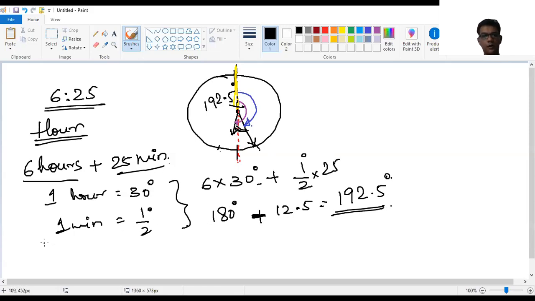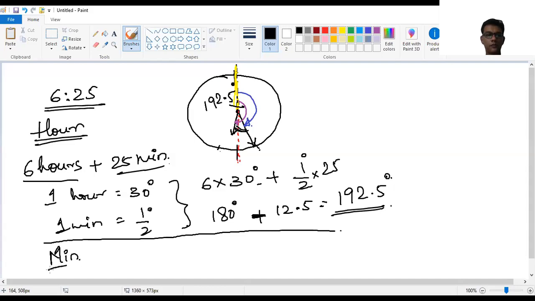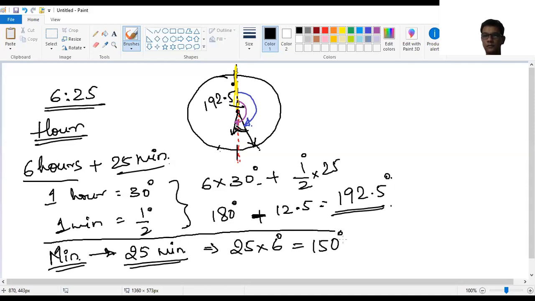Now we go to the minute hand. Now our importance has to be given to the minute hand. What is the journey made by the minute hand with respect to the vertical line? The journey made by the minute hand is 25 minutes exactly, because that's all it has moved from that 12. And every minute, the minute hand moves 6 degrees. So for 25 minutes, the minute hand would have moved 25 into 6, that's 150 degrees. So the angle here in the blue range is 150.